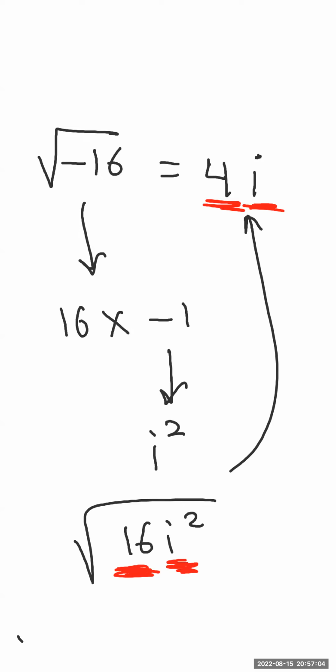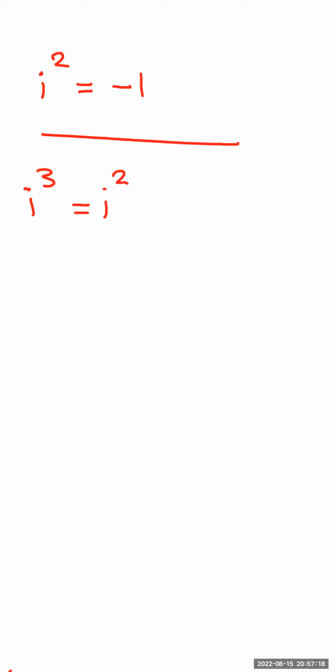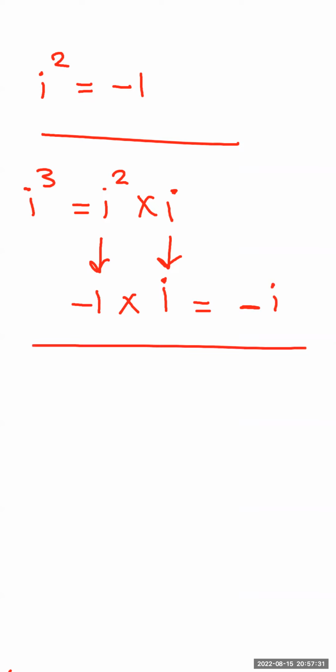Okay. So now, the first main point, we agreed that i squared equals -1. Then what about i to the power 3? Actually, i to the power 3 equals i squared times i. So this one is -1 and this one is i. So -1 times i means it will equal -i. So i to the power 3, or i cubed, will equal -i.